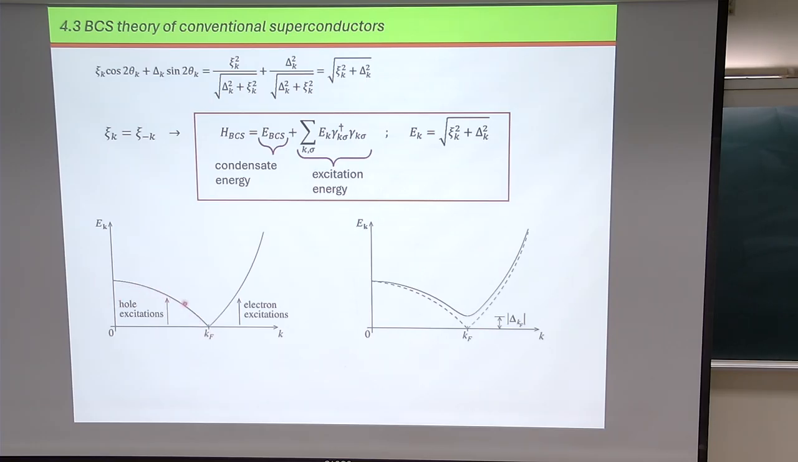This branch here is like a hole branch. You see they have negative mass, because the curvature is like the hole bands in semiconductors, and here they have positive curvature. So the velocity here is in one direction, and here it is opposite. This is what you have if there is no superconductivity. What you will have with superconductivity is this: you open this gap here, and this gap will protect your superconductivity.